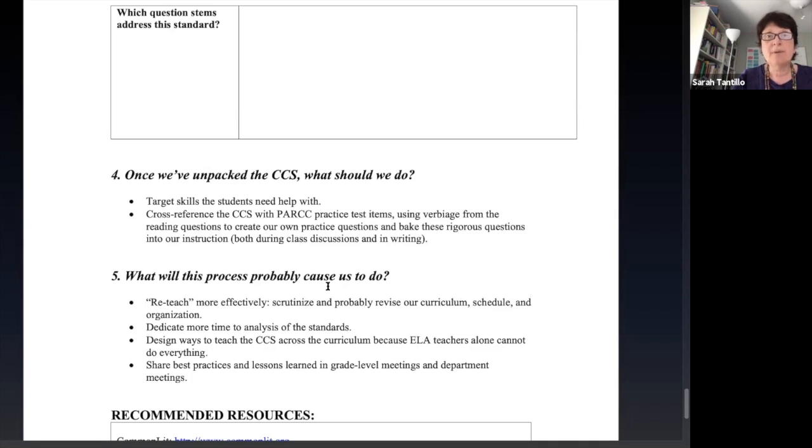This is not just an ELA teacher issue. Anybody who teaches literacy instruction in any subject really needs to collaborate and try to support these efforts. And so if you can share your best practices and your lessons learned in grade level meetings and department meetings, it will help you and your colleagues get stronger in the work that you do to support your students.